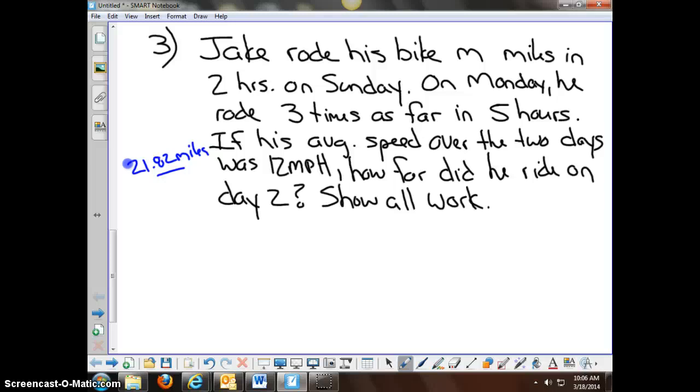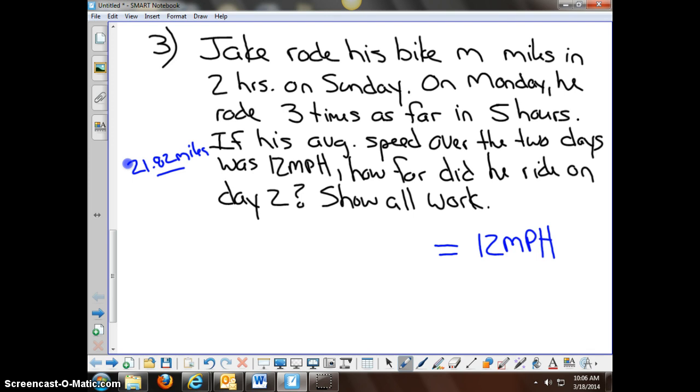We have to use the average 12 miles. He averaged 12 miles over the 2 days. 12 miles per hour, right? Yeah. Not 12 miles, but 12 miles per hour over the 2 days. So we know that we somehow need to arrive at 12 miles per hour over the 2 days. How did we get there?